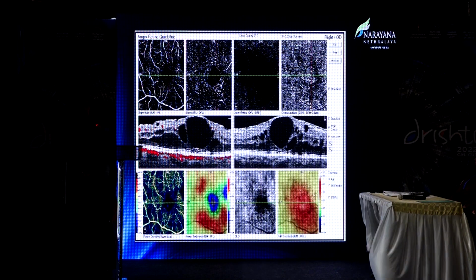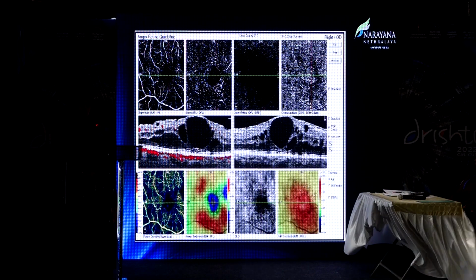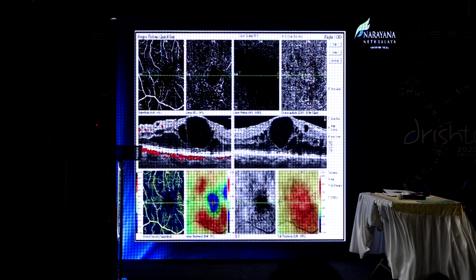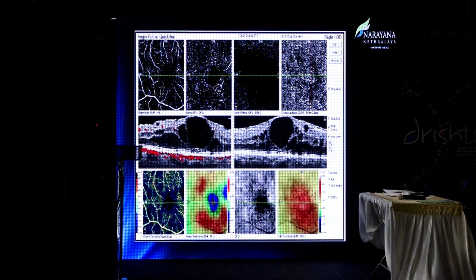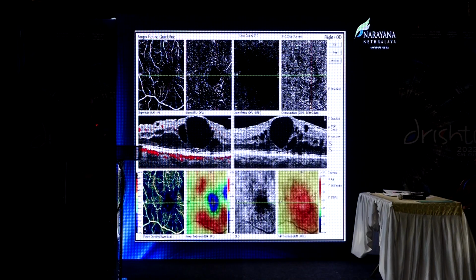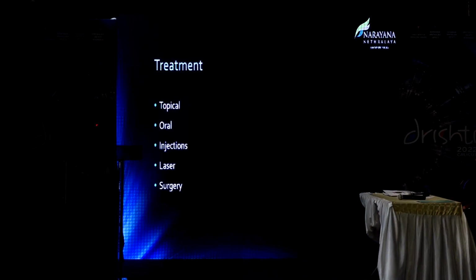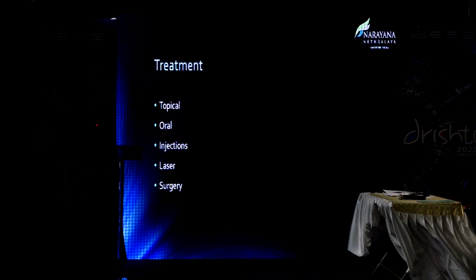Though we assume that to be only in diabetics, we also see it in pseudophakic CME. But the one good thing here is that there is reversal of that decreased perfusion with time. So that's the major difference between the two. So what are the different treatment modalities that we have?